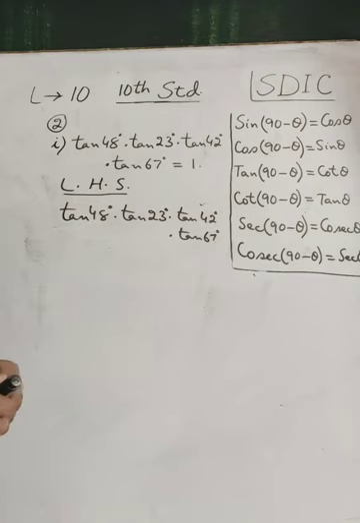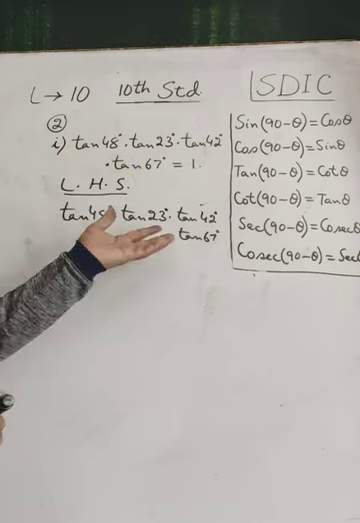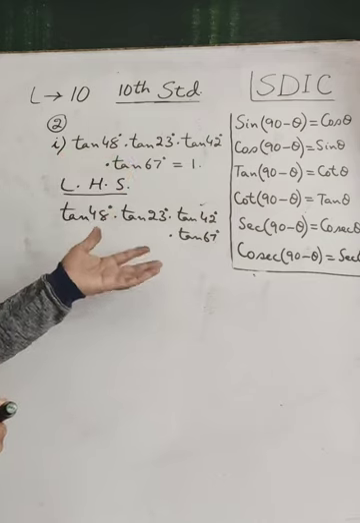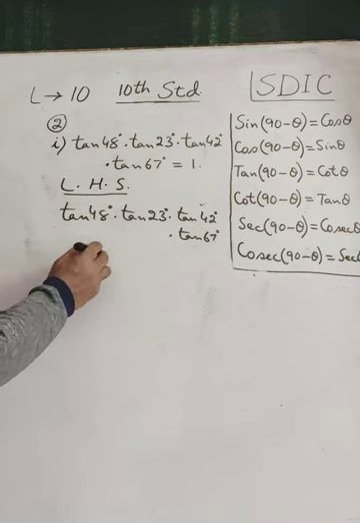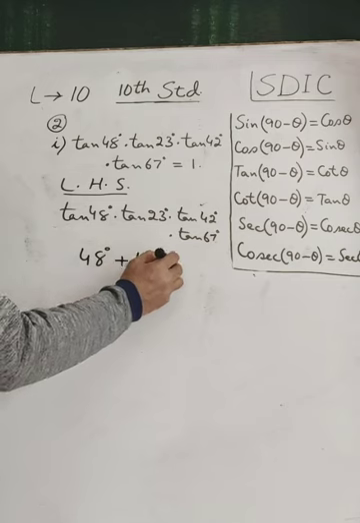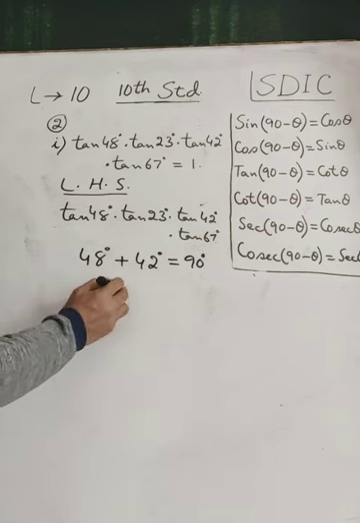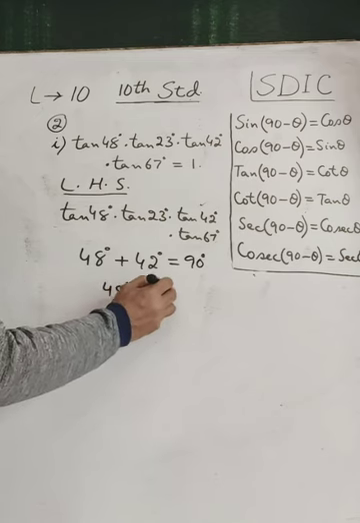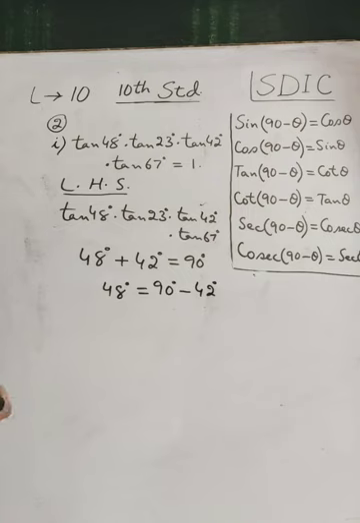Now these pairs we will handle separately, use the procedure we learned in the previous question, and finally get the answer. So let us consider first the pair 48 and 42. Sum is 90. We'll transpose the smaller one. 48 degrees will be then equal to 90 degrees minus 42 degrees. So same procedure I am using.